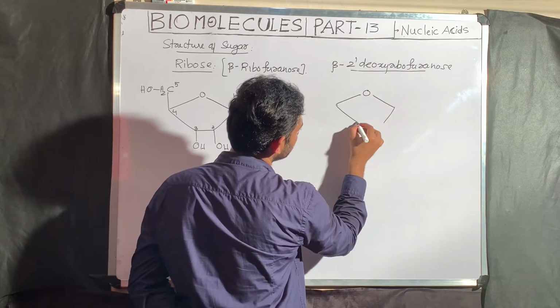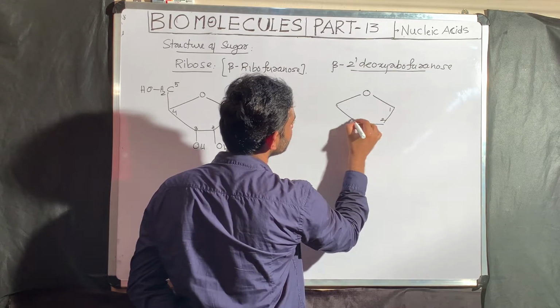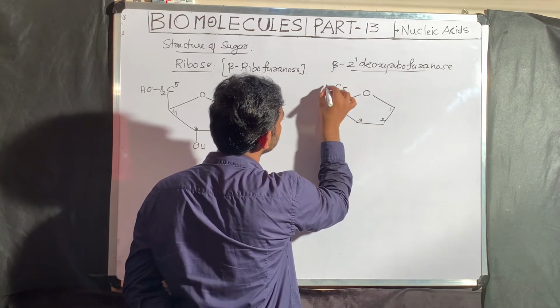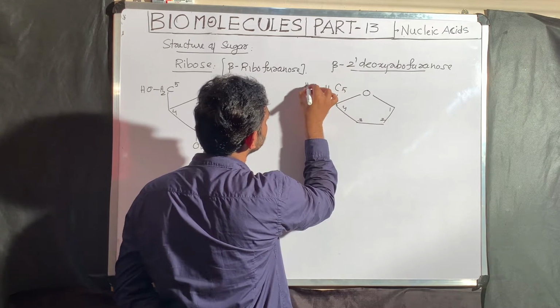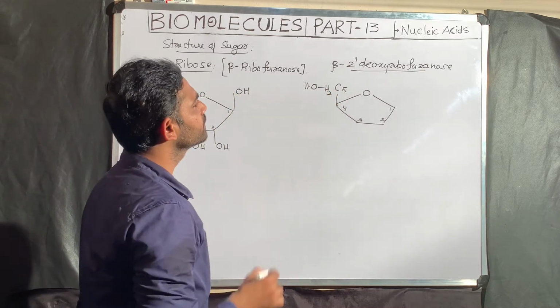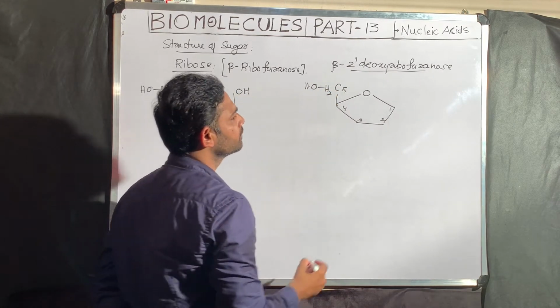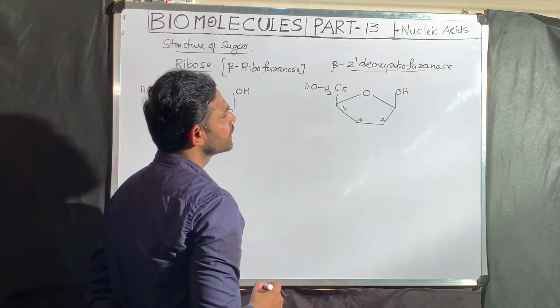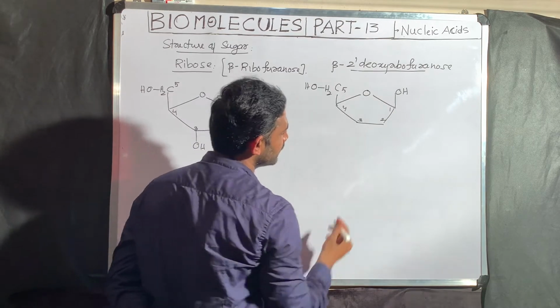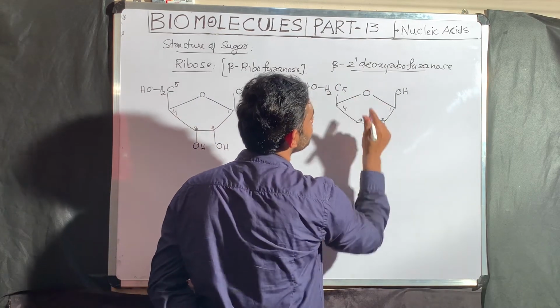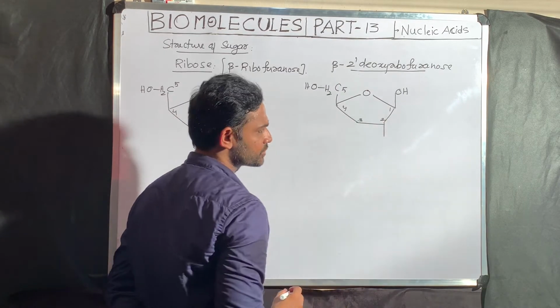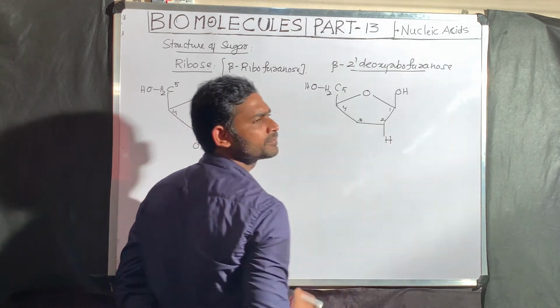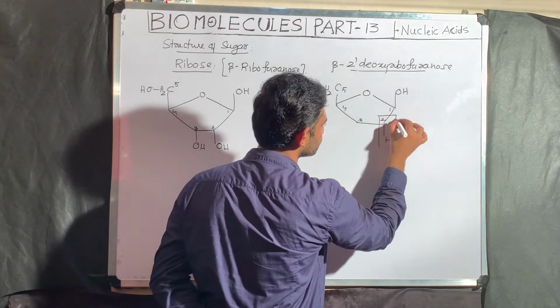Okay. Then fifth carbon: 1, 2, 3, 4, 5. The fifth carbon has a fixed CH2OH, that I will tell you in the structure. After that, the beta anomeric form: the OH group on the first carbon is towards the upside. The next one, 2' deoxy. See this one, removing the oxygen, where here at the second position, that is an H. This is the difference.